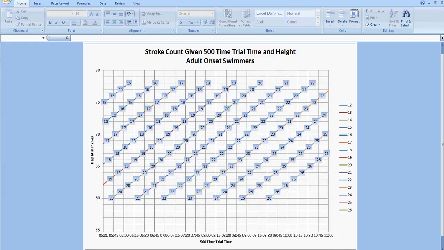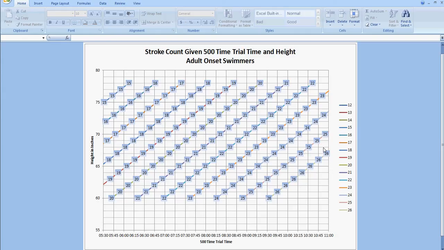An adult onset swimmer, and her time is 10:55. So she's way out here. And we go up. She's 5'8", 68 inches. Here. And there we are. So, almost exactly between 25 and 26 strokes per length. And we happen to know that last time we did time trials, this lady took 23 strokes per length. So, she's already a little bit ahead of the game. She's only taken 23 strokes.